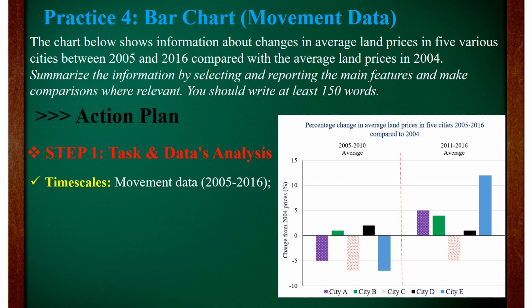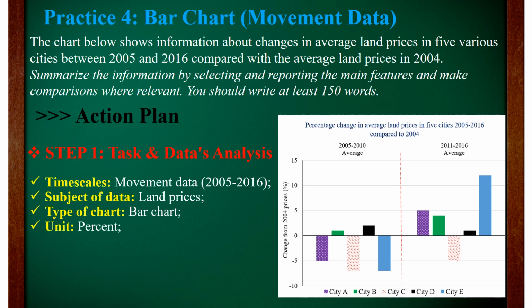So the tenses that might be used here are past simple and past perfect. Turning to subject or data, it's about land price. Next is type of chart. It's a bar chart. Concerning unit, here it is in percent. Then regarding the number of charts, there is one given chart.